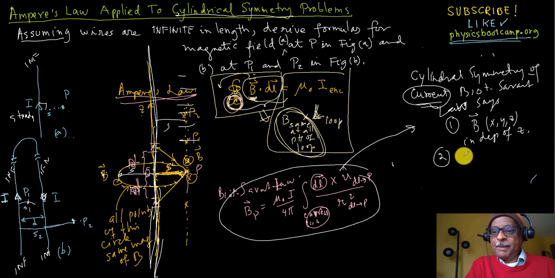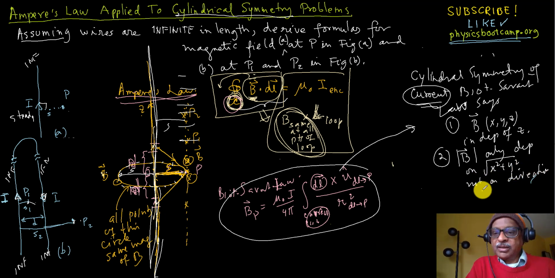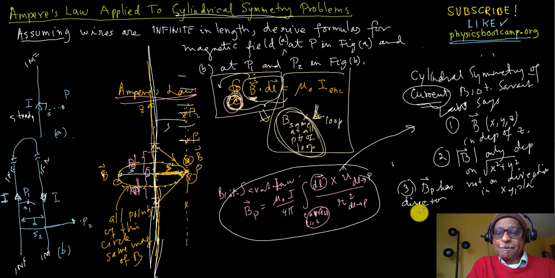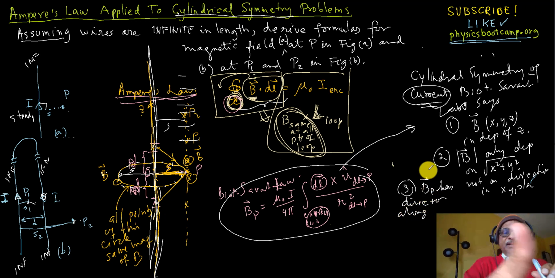Another thing we can say, the magnitude of B is only dependent on the square root of x squared plus y squared, not on direction in the xy plane. And the third thing I can say is B has direction, B at some point P has direction along, using the right hand rule.